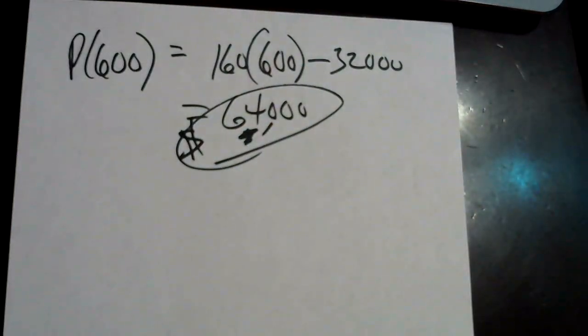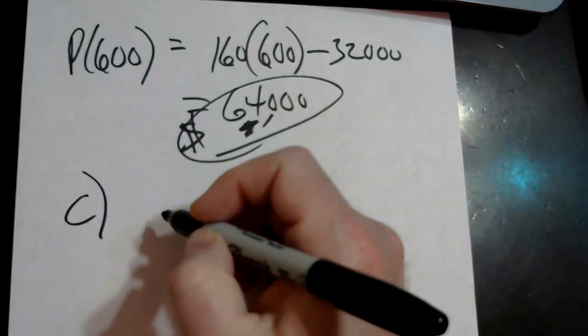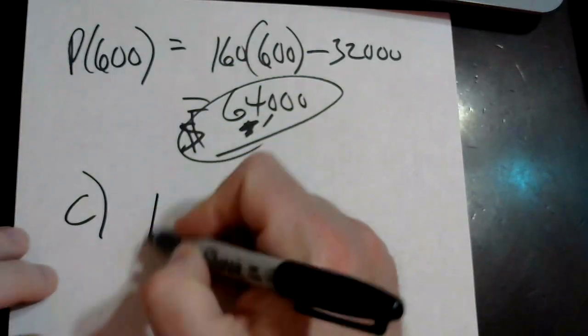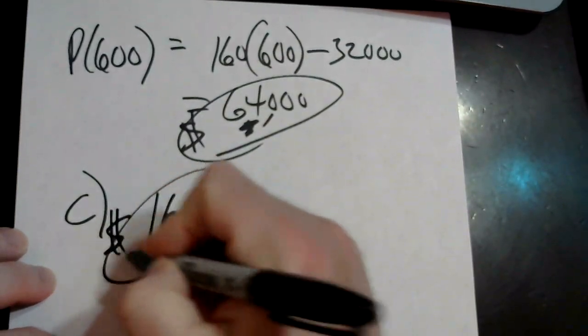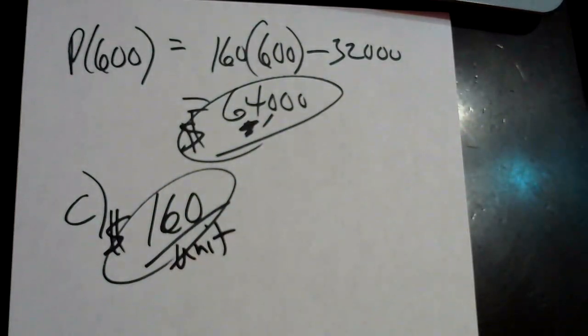All right. And the very last part, at what rate does the profit grow as the number of units increases? So they're really asking you for the rate of change of a linear function. Remember, that's always just the slope. So the rate of change is $160 per unit. So every time we sell an additional unit, we make an additional profit of $160. That's kind of the idea. So anytime you're asked for the rate of change of a linear function, it's just the coefficient of the x. It's just the slope.